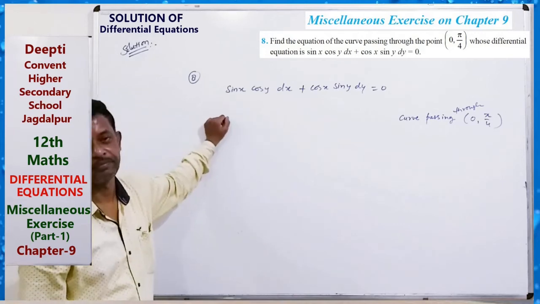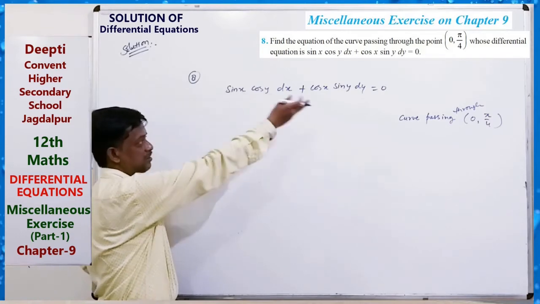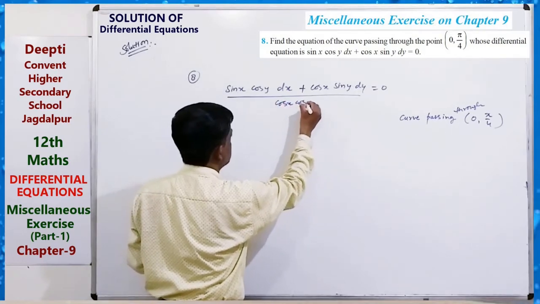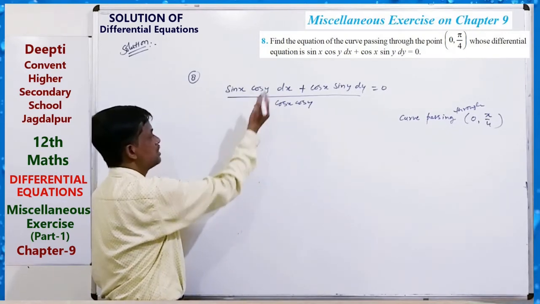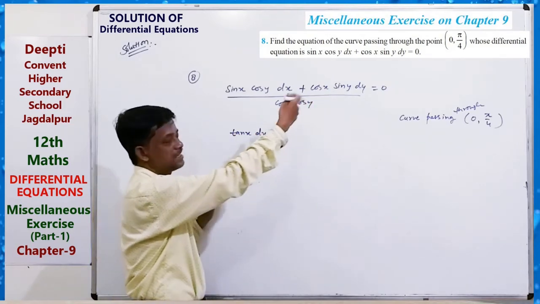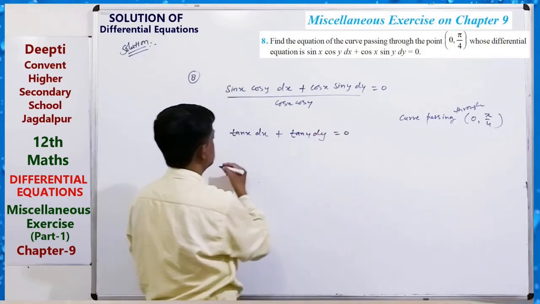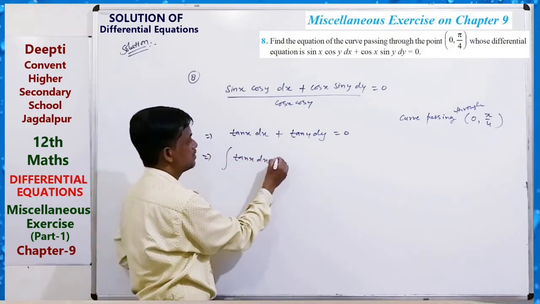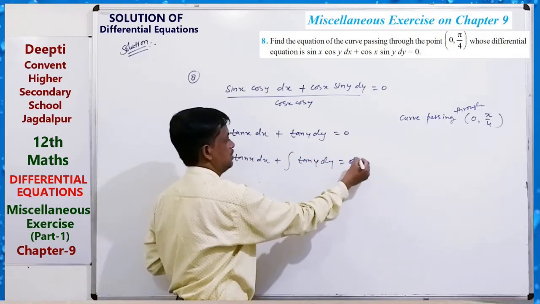You can see, and we know integration of tan x, very simple. So divide it by cos x cos y on both sides, right hand side 0. Then cos y cancels, sin x by cos x is tan x, so tan x dx, plus here cos x cancels, sin y by cos y, tan y dy equals to 0. Okay, now integrate it, integration of tan x dx plus integration of tan y dy equals to constant.